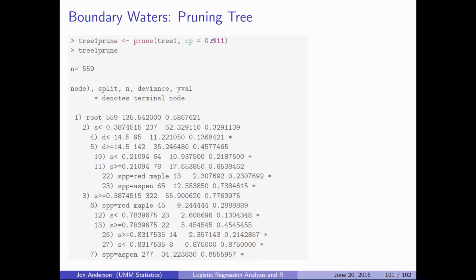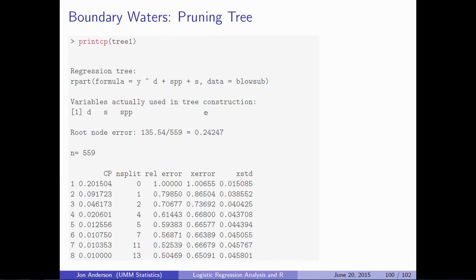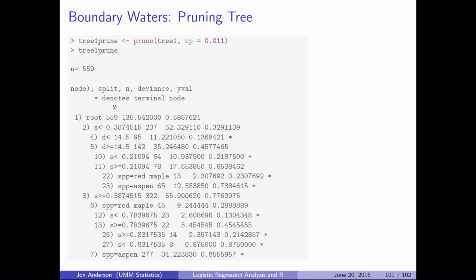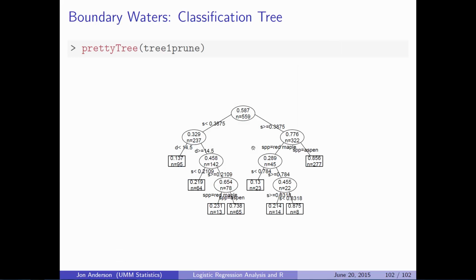I decided to cut it off at complexity 0.011, which is over here, the CP. So 0.011 is really right about here. I'm going to cut the tree building at about this place where this gets to be a minimum. And you can see the tree again. It's less complicated and it's easier to visualize.